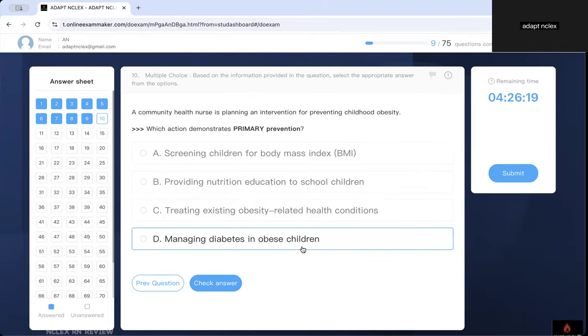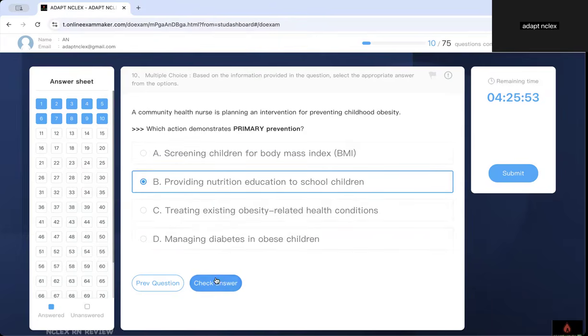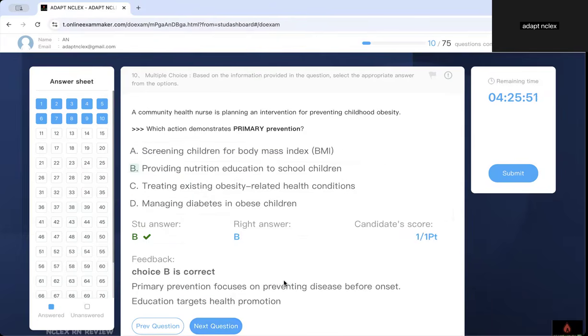It's not that. Providing nutritional education to school children, you give them something so that they can eat better, so that they don't gain weight, right? Treating existing obesity-related problems, that means they already have the disease and you treat it, that's tertiary. And managing diabetes in obese children, that means you don't want them to get worse. That's a quaternary issue. Therefore, providing nutrition is primary prevention. You prevent it from happening. This is the way you can use this community health issue.